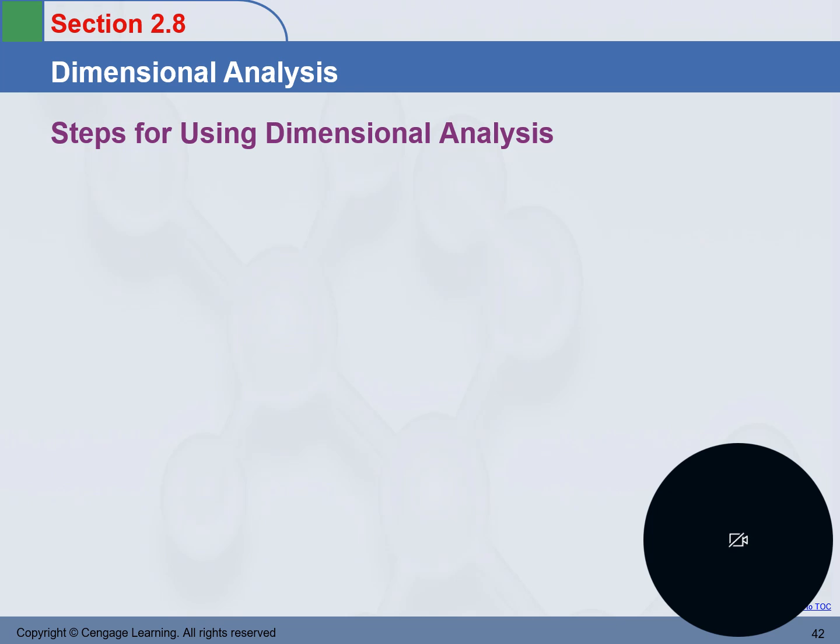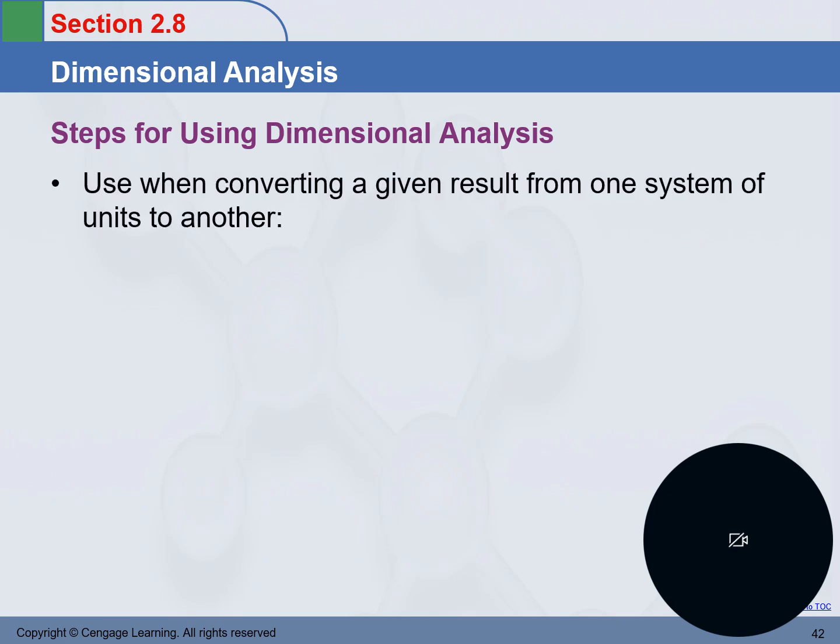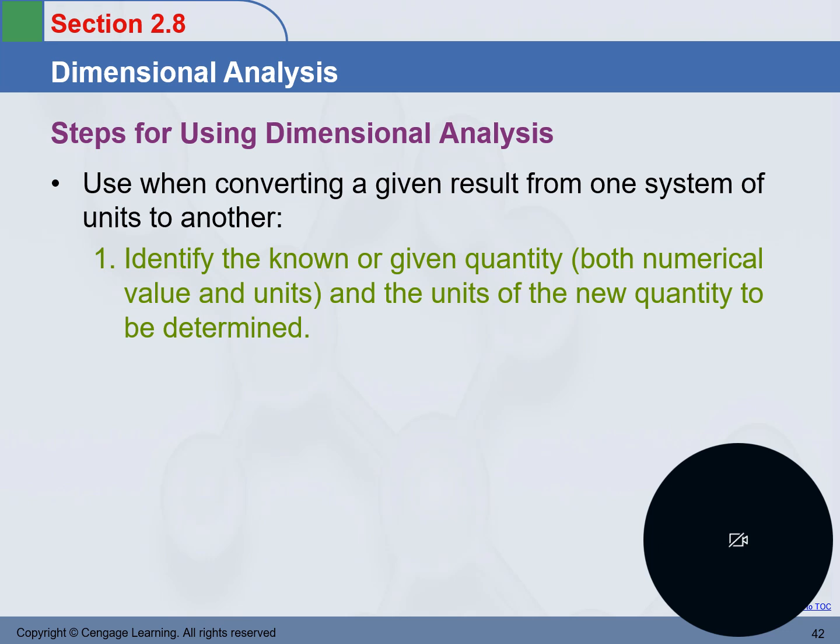Eighth section of this chapter deals with dimensional analysis, and these are steps for using and setting up dimensional analysis. But basically, it's all about watching those units. So identify the given quantity and the unit that go along with it, and I like to put it as the start of a fraction.